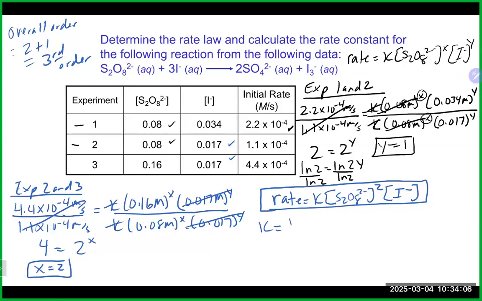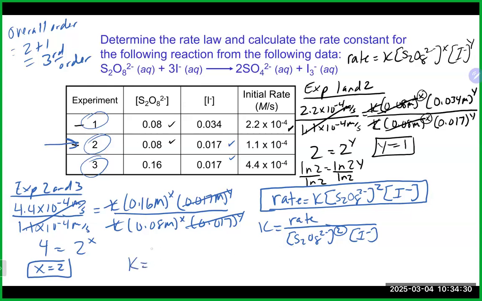K will equal the rate divided by the S2O8 2- concentration squared and the I- concentration. You do need to square it here. So again, that's also something people will kind of forget to do. Once again, as I mentioned, you could actually choose any of these entries. So just for fun, we'll do number 2 this time. And we'll put in our values there.